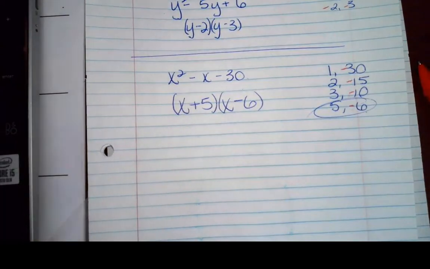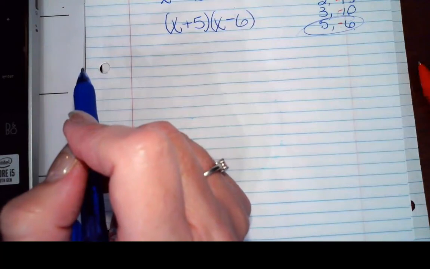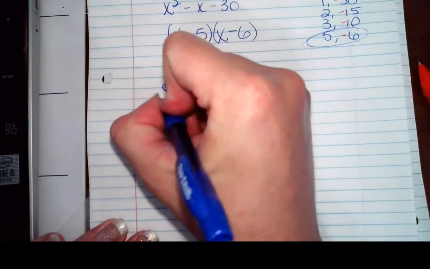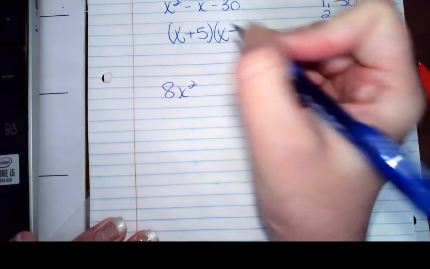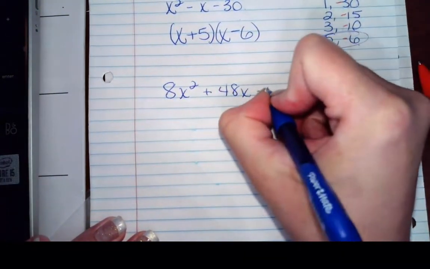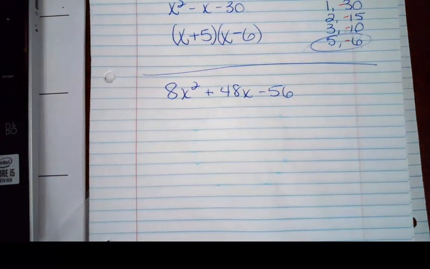All right, this is video number 2 for practicing. We're going to end up with at least one more video. All right, so I have an 8x squared plus 48x minus 56. So the first thing I do every time I factor is see if there's something common.